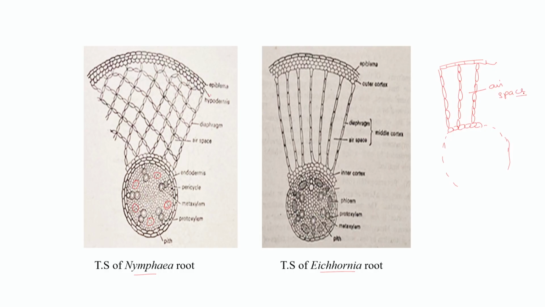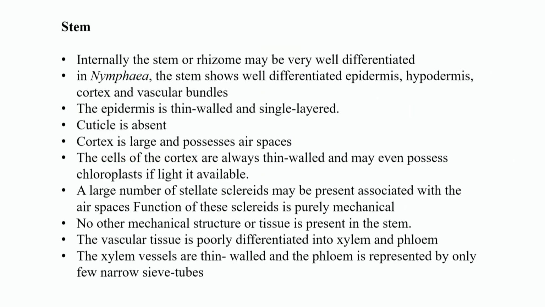Here also you will see protoxylem, metaxylem, phloem, but they all will be weakly developed. Now coming to the stem, or rhizome also we can call it. Sometimes, suppose in Nymphaea, this is also free floating. It is attached with a long petiole, and the stem could also be in the form of a rhizome. I have told you that it's a horizontal stem from where roots can also come out. So this stem or this rhizome will be well differentiated.